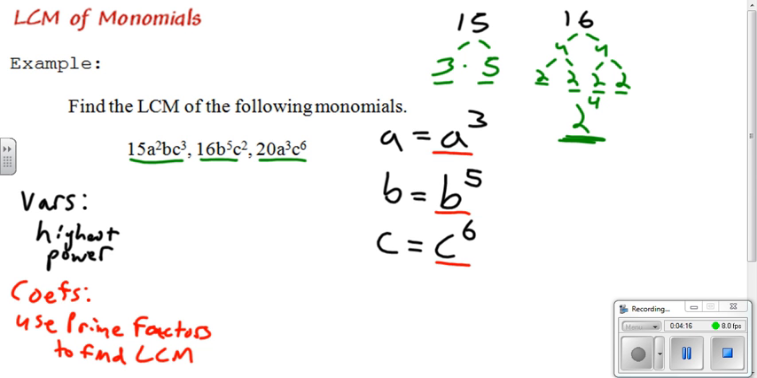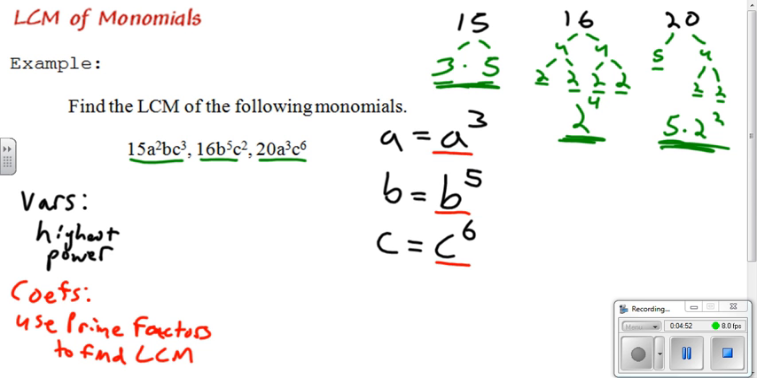And we need the prime factorization of 20. 20 can be broken down into 5 times 4. 4 can be broken down into 2 times 2. So we'd say it's 5 times 2 squared. Now, to find the least common multiple of our three numbers, we just piece together all the factors to their highest powers.